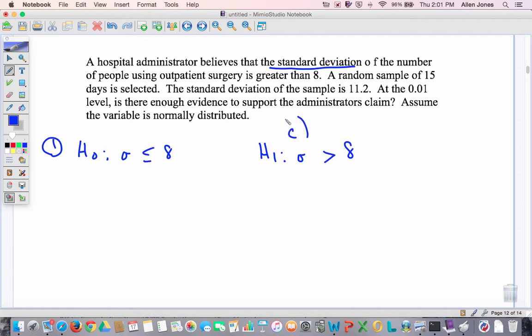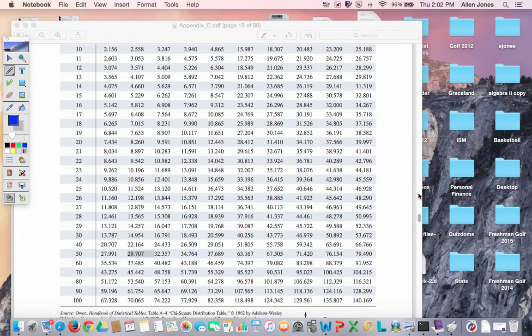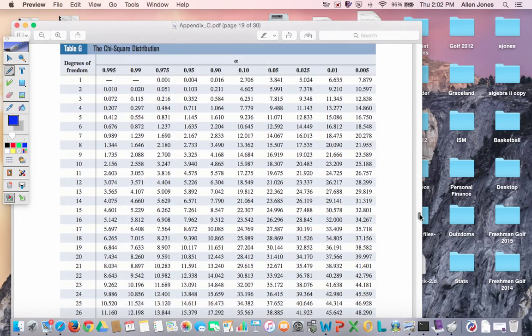So our two hypotheses are based on a standard deviation being greater than 8, and our claim would be our alternative. Notice I don't have a sigma squared here, I just have sigma, because I'm testing the standard deviation, not the variance. We have a right-tailed test this time. Right-tailed uses simply alpha, so alpha is 0.01, along with our degrees of freedom. We have a sample size of 15, so we have 14 degrees of freedom.